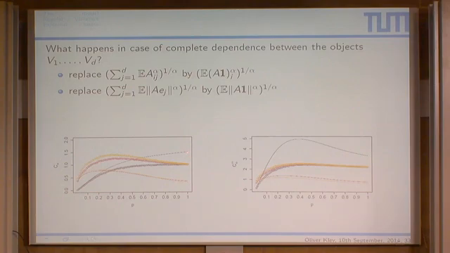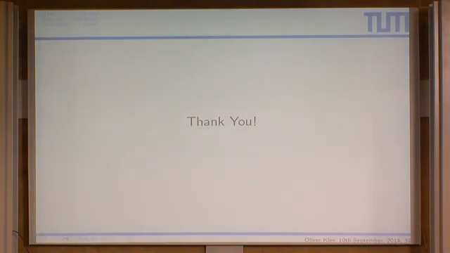But in the case of alpha smaller than 1, you're worse than in the dependent case. For alpha bigger than 1, you're better than in the dependent case. And essentially the same stays true if you're looking at the whole system. So you get essentially the same plots. Yeah, so this is somehow all, and thank you.